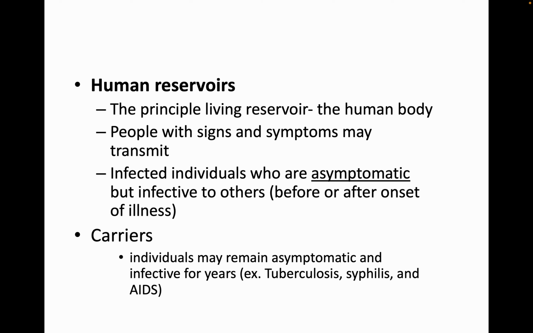A human reservoir. The principal living reservoir is a human body. People with signs and symptoms may transmit the disease, and infected individuals who are asymptomatic but infective to others, either before or after the onset of illness. Carriers are individuals that remain asymptomatic and infective for years. This could be someone with tuberculosis, syphilis, or AIDS. They have the disease, but they may have no idea, and they can continue spreading the disease to others.